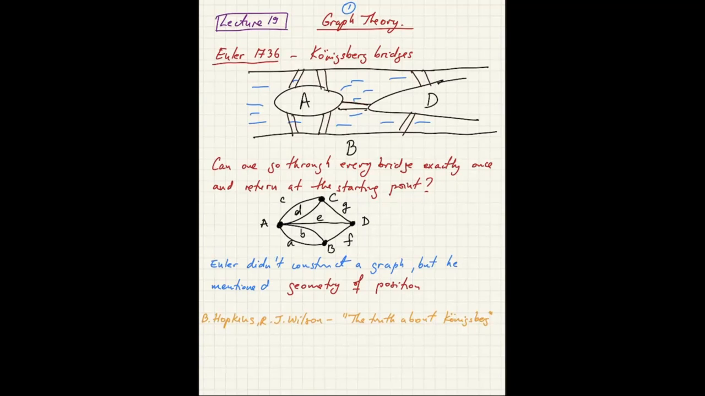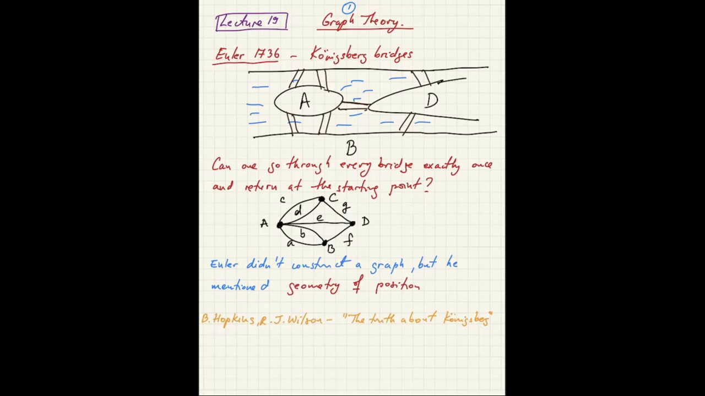Now, Euler didn't actually construct a graph related to this problem, but he mentioned in his paper that this is a problem which involves geometry, but it's not a geometry of measurement, in the sense that it doesn't matter how deep the water is, how long the bridges are, and what the areas of the islands are, and so on.